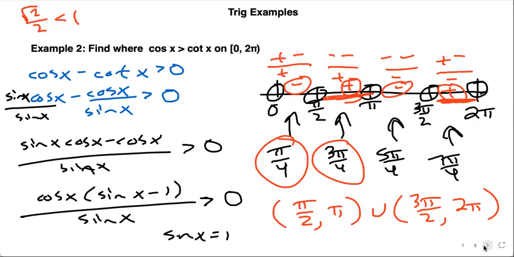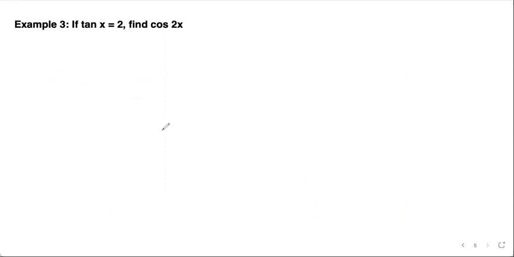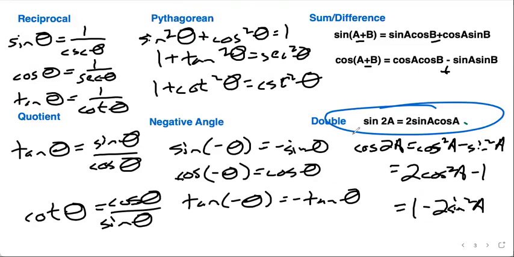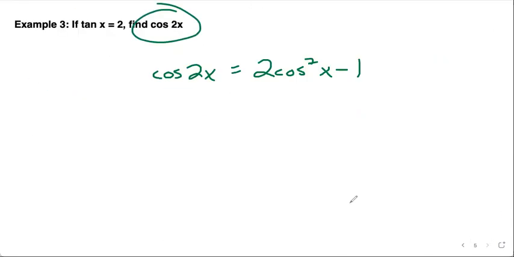One more. Let's say you're not solving. It just says if tangent of x equals 2, find cosine of 2x. So it's basically saying given one trig function, find another. Okay, well, cosine of 2x, that's a double angle formula. So cosine of 2x is going to equal, let's see, 2 cosine squared x minus 1. That's one of the 3 double angle identities for cosine that you need to know.